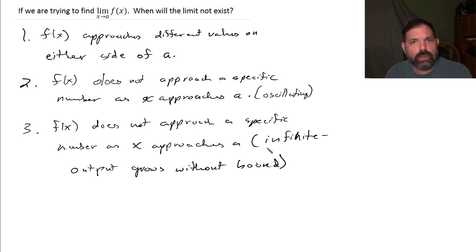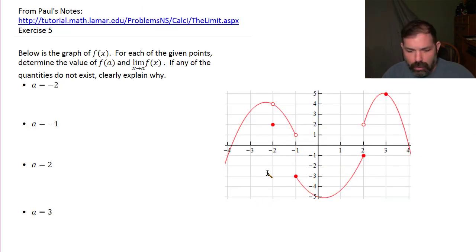Now we've been focusing so far on using tables, but we can also consider graphs, and we can evaluate limits based on a graph. So let's see an example. I took this from the Paul's Notes website, and I provided a link to it in the PDF. So here we have a graph of a function. For each of the given points, determine the value of f of a, the function evaluated at a, and the limit as x approaches a of the function. If any of the quantities do not exist, please explain why.